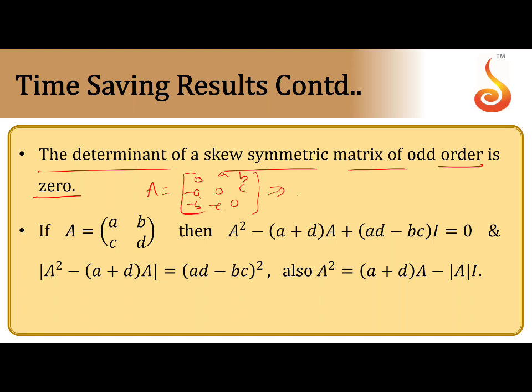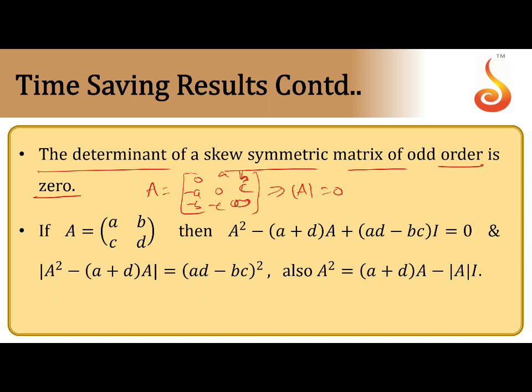Then if we go for det A, it equals 0. It is clearly a 3 by 3 skew symmetric matrix of odd order. If you find the determinant, you will get the answer 0 only. So that is one property: a 3 by 3 skew symmetric odd order determinant is always 0. Sometimes it is very helpful in solving problems in objective questions.